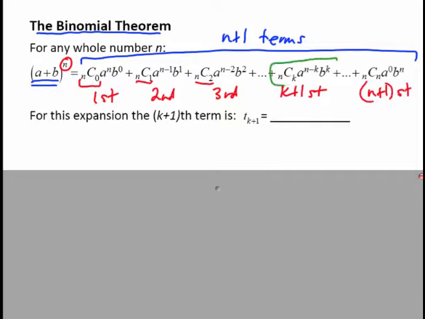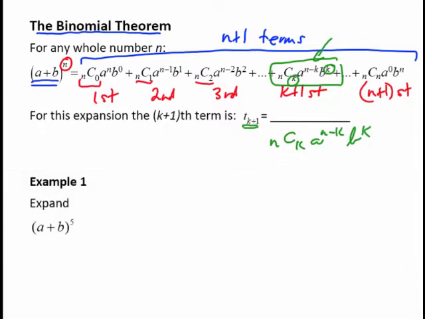Notice that in our general term, where we have n choose k, the exponent on the b matches the value of k, and the exponent on the a is n minus k. The exponents of the a and the b always have to add up to what n is. So if our exponent on b is k, then our exponent on a must be what's left over, n minus k. And so our representation of a general term, the k plus first term, is n choose k, a to the n minus k, b to the k.